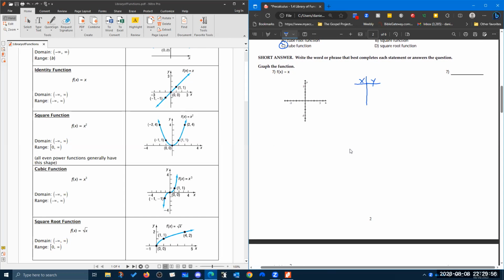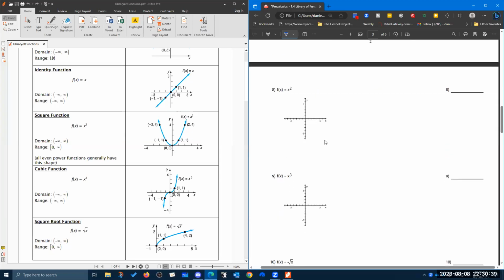5 characteristic points of the identity function right here, where you can see some of the characteristic points there. We have 0, 0. We have 1, 1. We have -1, -1. If we wanted some additional points, we have -2, -2. We have 2, 2. Let's at least get 3 points here. 0, 0, 1, 1, 2, 2, -1, -1, -2, -2. And we should have the line through the origin that has a slope of 1, right? Like that.